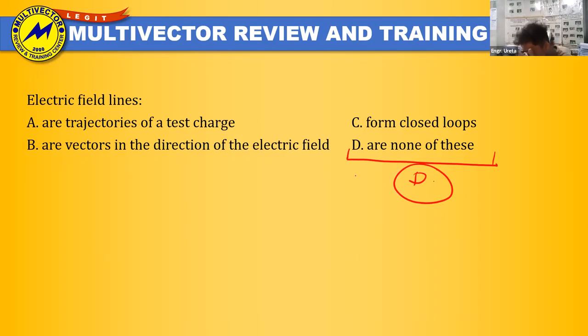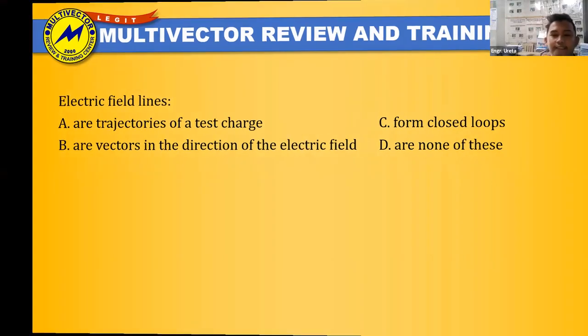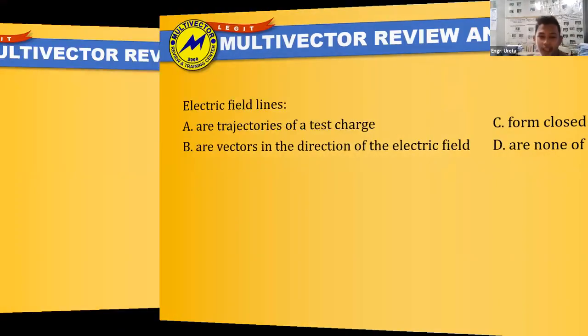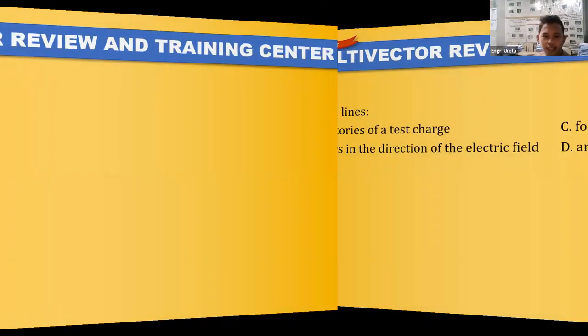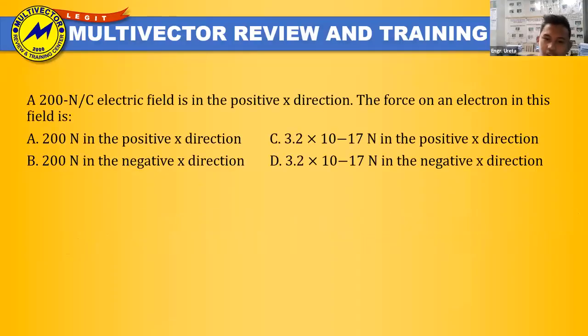So question. So next. Oras na ba? Okay. So next question, the last question before break. So problem number 48. An electric field, so may value daw siya, 200 Newton per coulomb, in positive x direction, the force of electron in this field is blank.